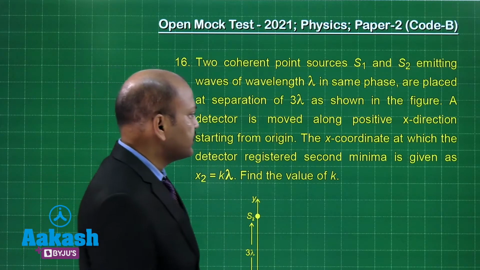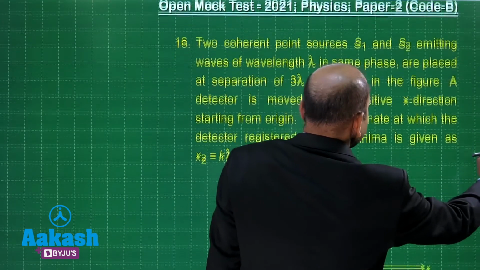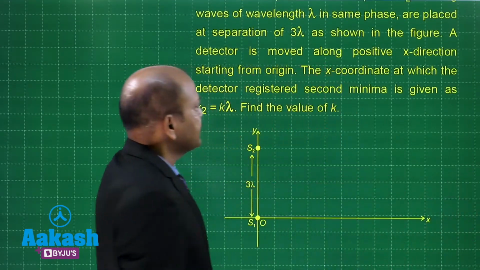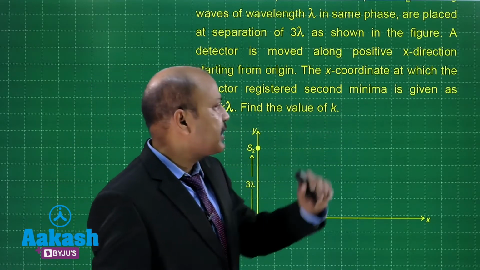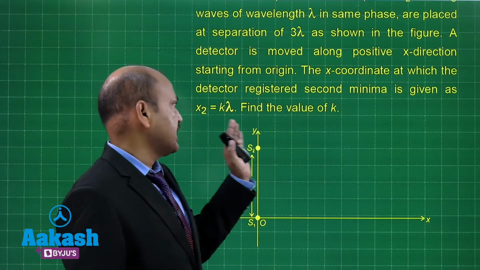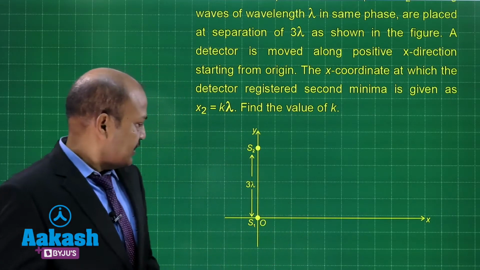A detector is moved along positive x direction starting from origin. The x coordinate at which the detector registered second minima is given as x2 equal to k lambda. Find the value of k.